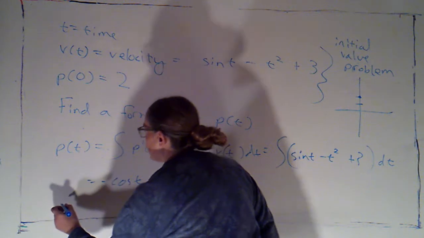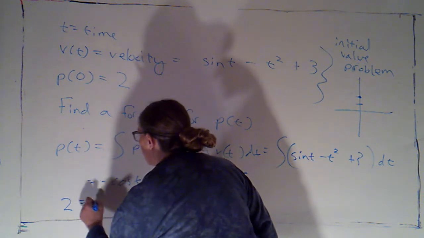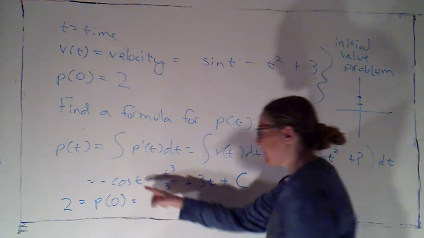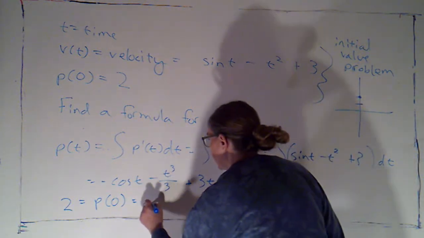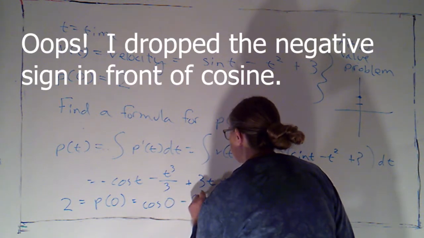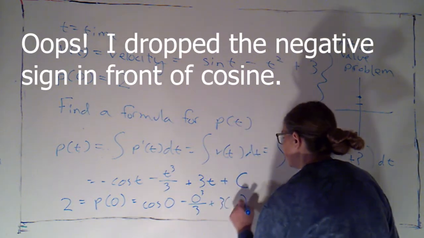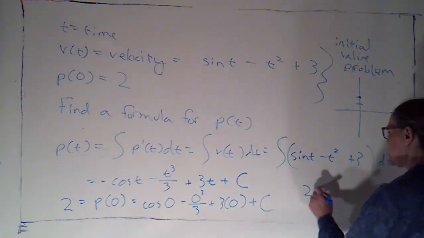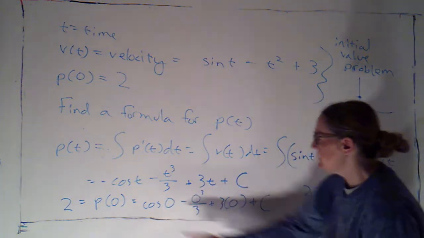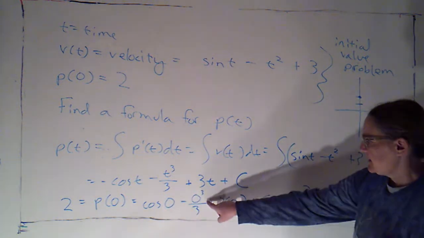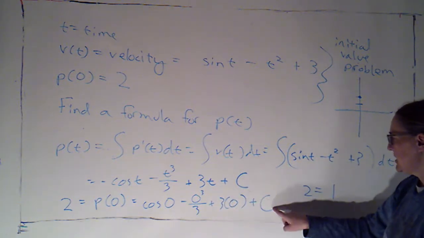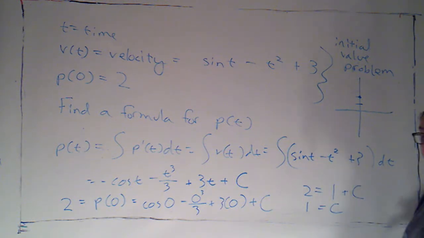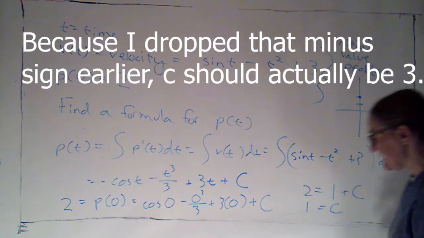So I'm going to say that 2 is equal to the position at time 0. The position at time 0 is what I get when I plug in 0 for t. So that's going to be negative cosine of 0 minus 0 cubed over 3 plus 3 times 0 plus c. That simplifies to 2 equals negative 1, since cosine of 0 is 1, this is going to be 0, this is going to be 0, plus c. So c is going to be 3. That's the constant that I need.